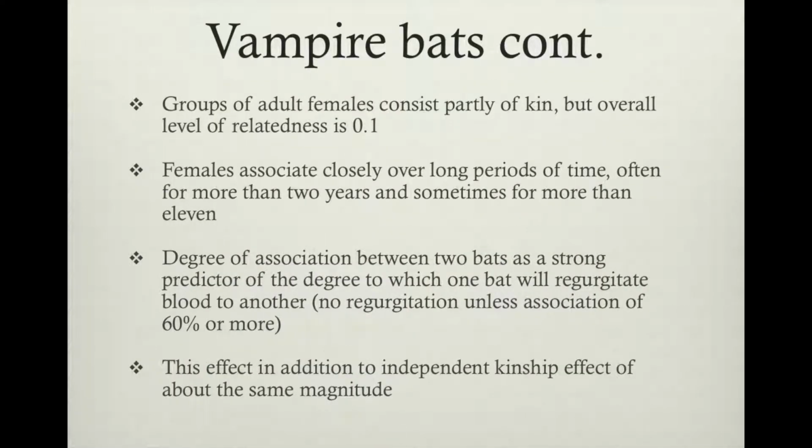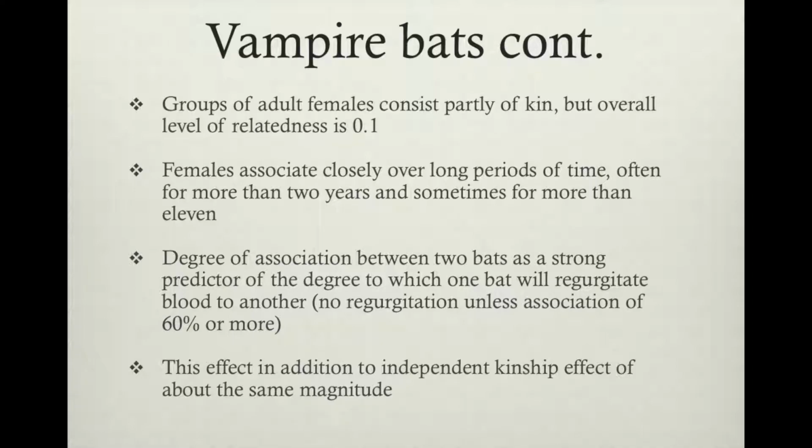So a little bit about vampire bat socioecology. The vampire bats are generally centered around female groupings. Those groups of adult females consist partly of kin, but the overall degree of relatedness is only about 0.1. So that means they're related at less than the cousin level. There are going to be some bats, of course, who are more closely related, mothers and offspring, sisters, etc. There are also going to be some bats in this grouping that are unrelated to each other.